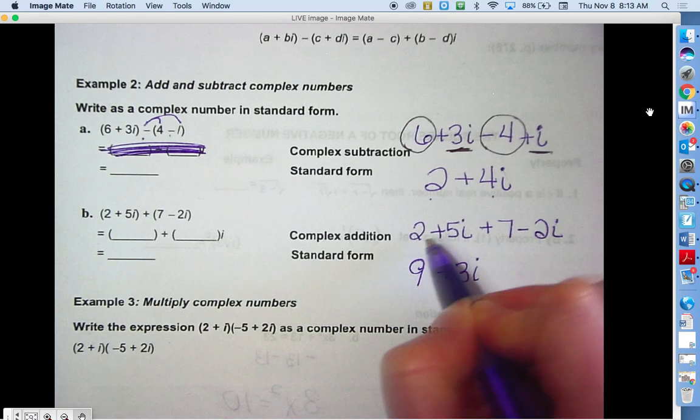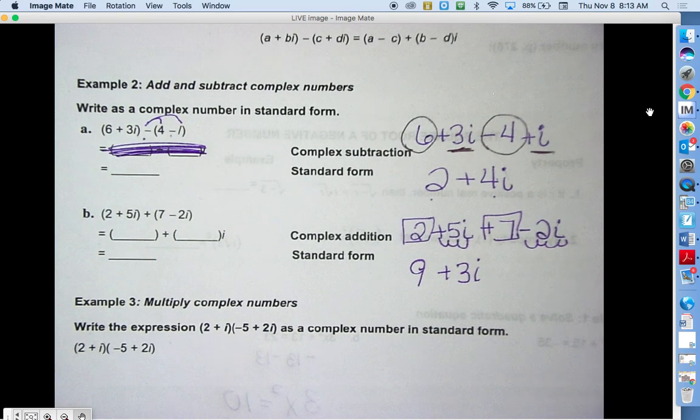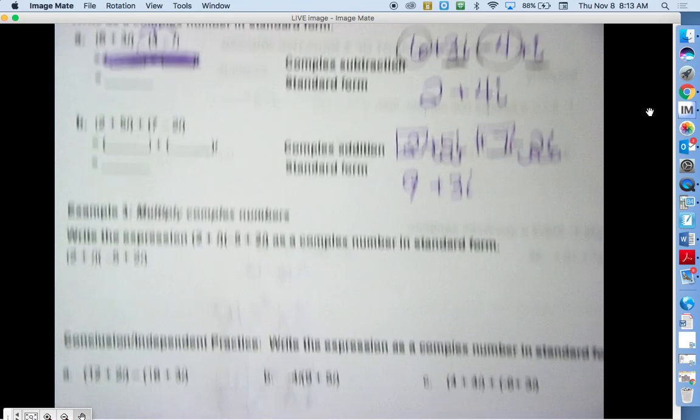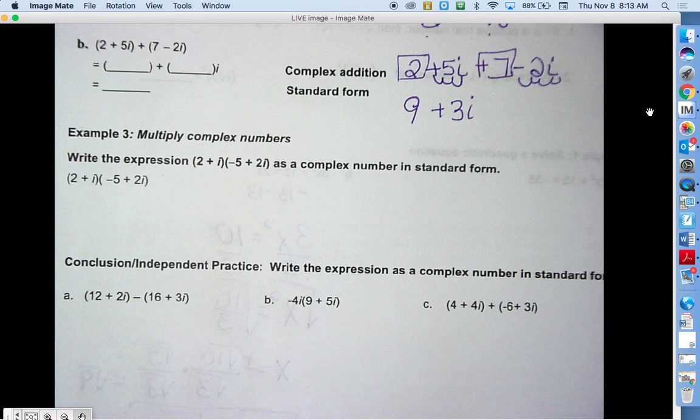So 2 plus 5i, you can get rid of those parentheses. That's just showing you where you have two separate complex numbers. Plus 7 minus 2i. So Julian, what would we get when you add the like terms together? So you have 9 plus 3. Good, 9 plus 3i. So 2 and 7 are the real pieces. The imaginary piece is 5 minus 2i. Any questions? So it's like a variable. You can pretend it's a variable because it kind of has the same properties as a variable.